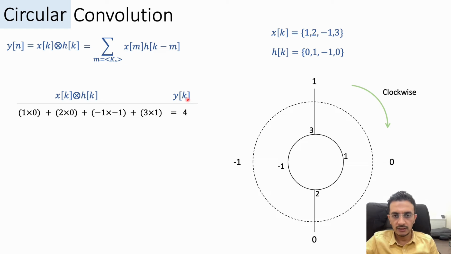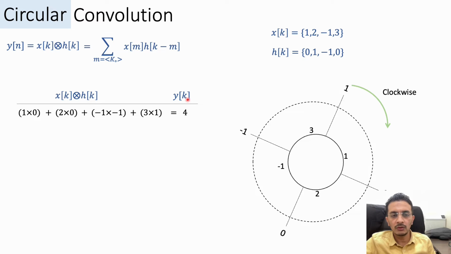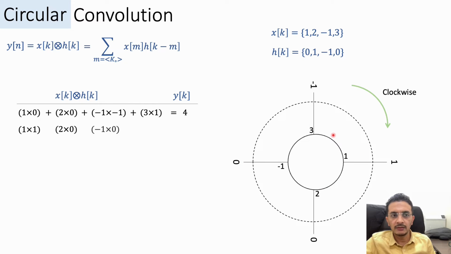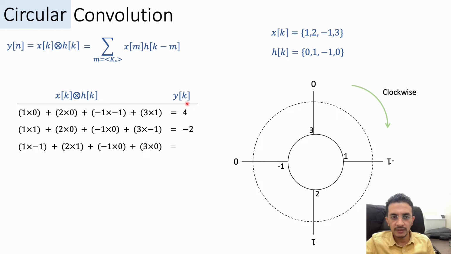Now what is our next task? It is to rotate, right? So rotating the outer one in clockwise direction, like this. Now the new pairs are multiplied and listed like this. Okay, so each of them are multiplied and then listed like this. We add them together, we get our second sample for the output sequence. Now we repeat it again, and we get our next sample, and then we repeat once more and we get our final sample.